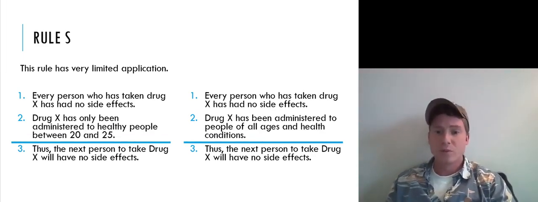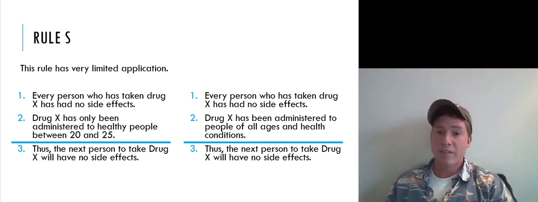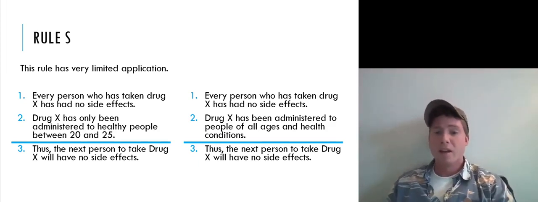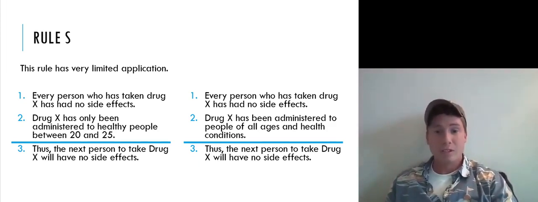Here's another sort of issue. Consider this argument. Every person who has taken drug X has had no side effects. Second premise, drug X has only been administered to healthy people between 20 and 25. Conclusion, thus the next person to take drug X will have no side effects. It seems like these premises give us some reason to think that the next person to take drug X will have no side effects.